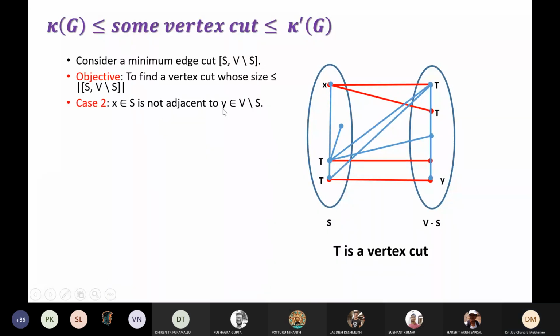Okay. Now our objective is to find a vertex cut whose size is less than or equal to this minimum H cut S, V minus S.